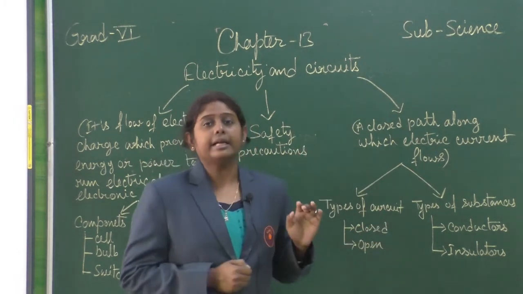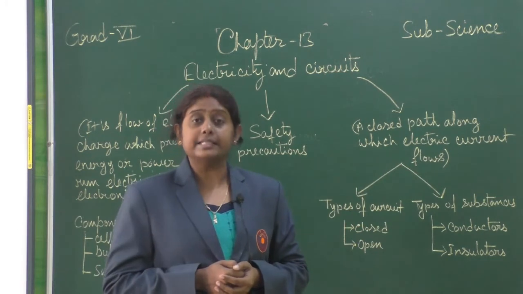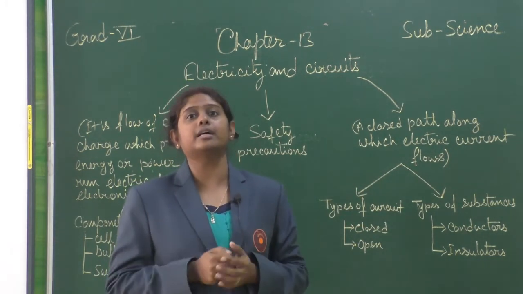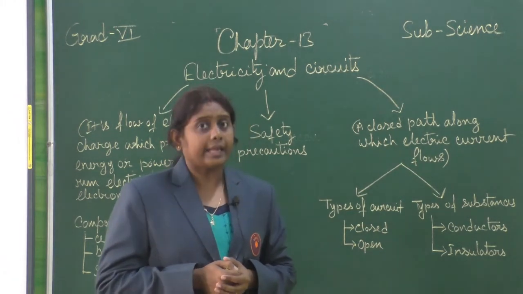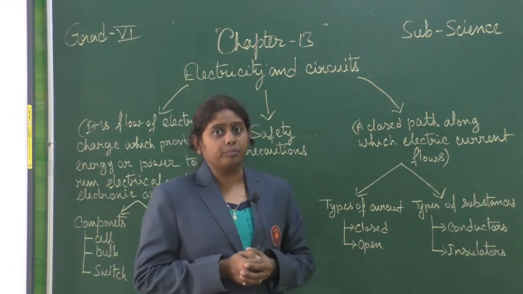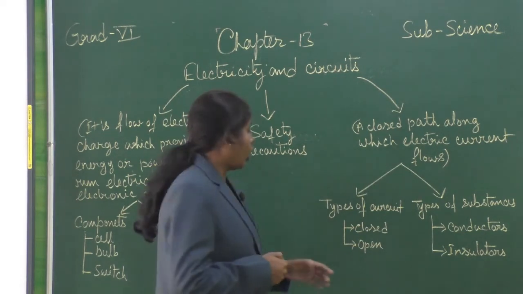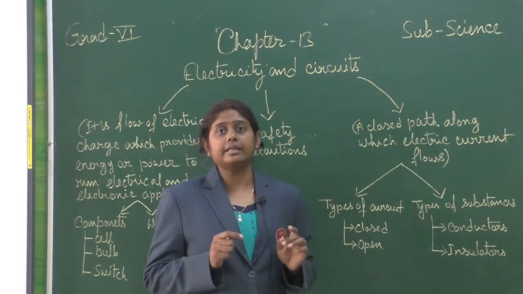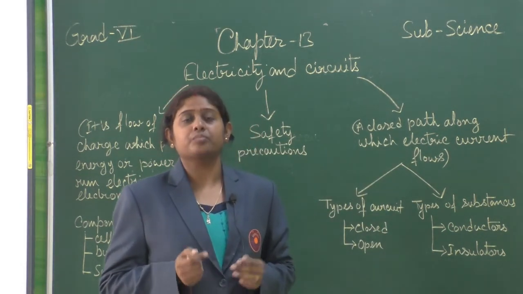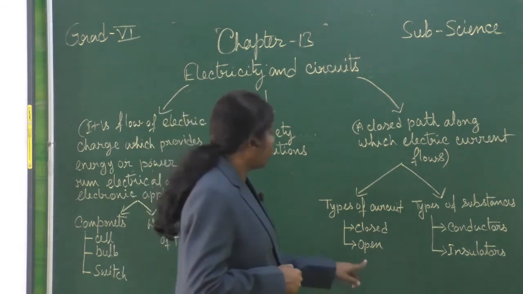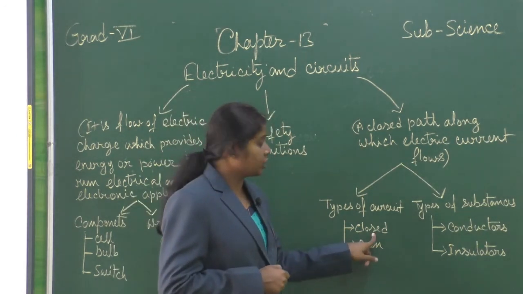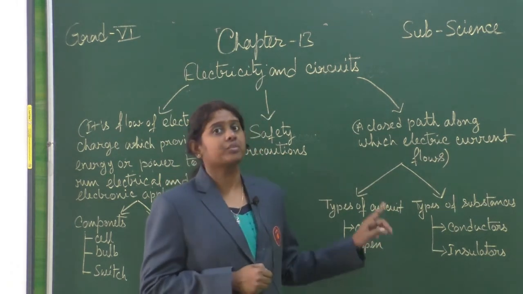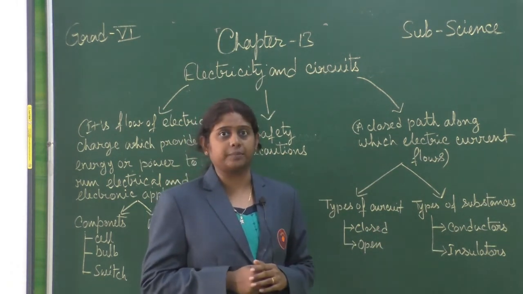In a circuit, there are a few components, cell, bulb and switch, which are connected together with a wire. If the circuit has no break, then we call it a closed circuit. If the circuit is not continuous, then we call it an open circuit. A closed circuit can flow the electricity, but an open circuit cannot.